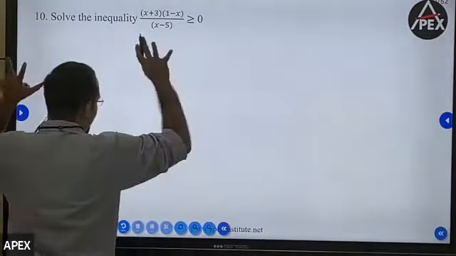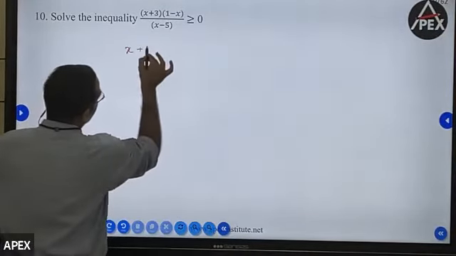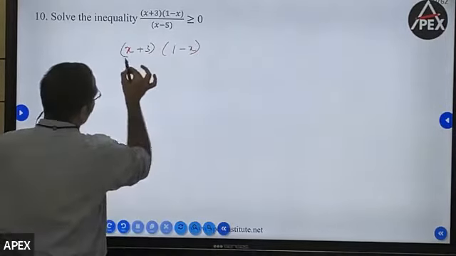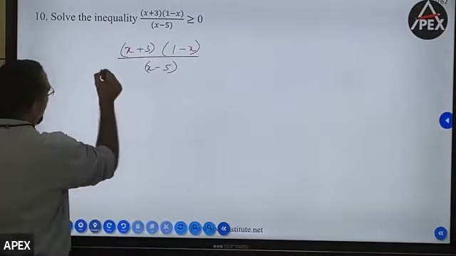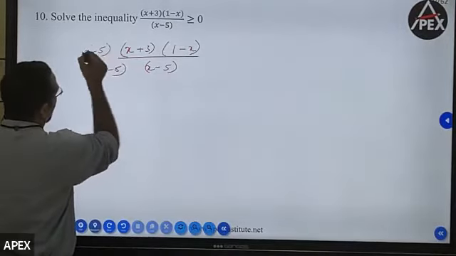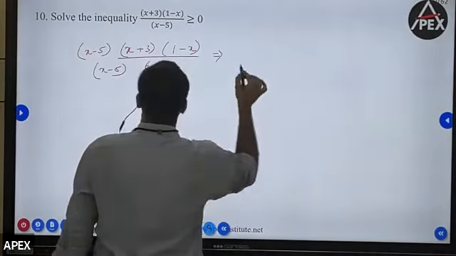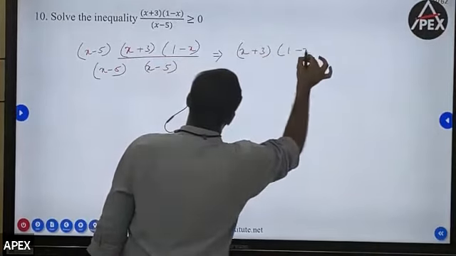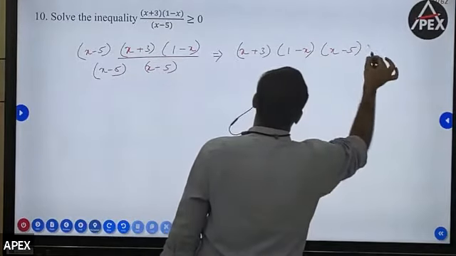Let's see this. First, let's make the denominator a square. Keeping x plus 3 as it is here, divided by x minus 5. To make the denominator a perfect square, I multiply my denominator with x minus 5 and I multiply my numerator with x minus 5. So I repeat, what do I have? I have x plus 3 into 1 minus x into x minus 5 should be greater than or equal to 0.